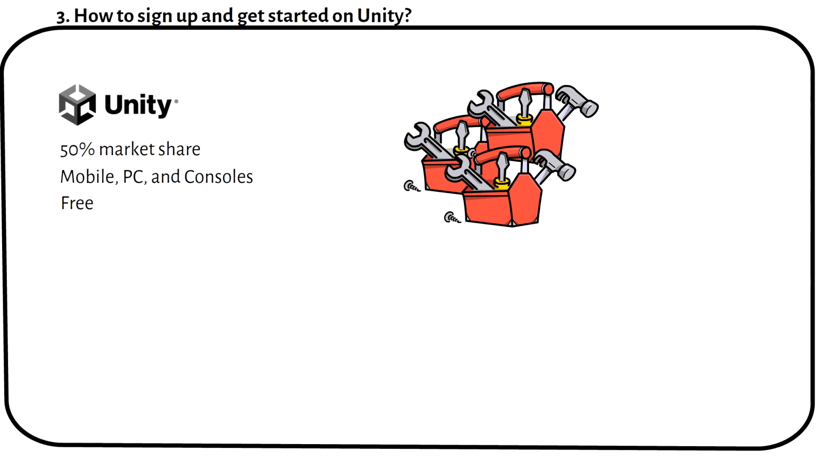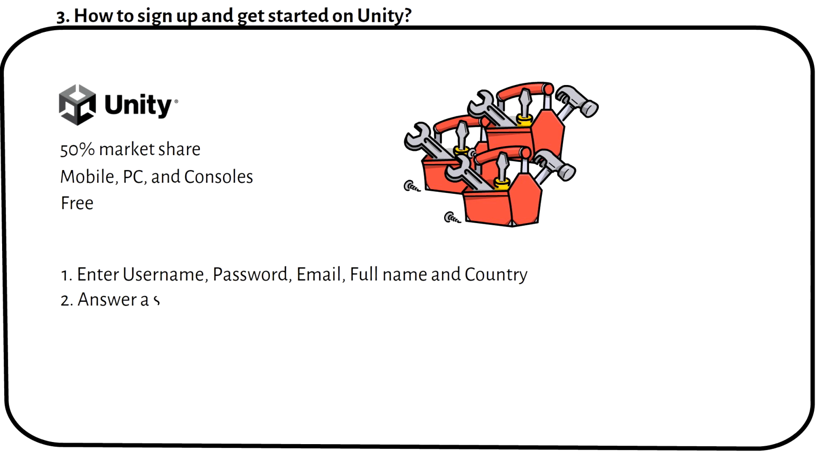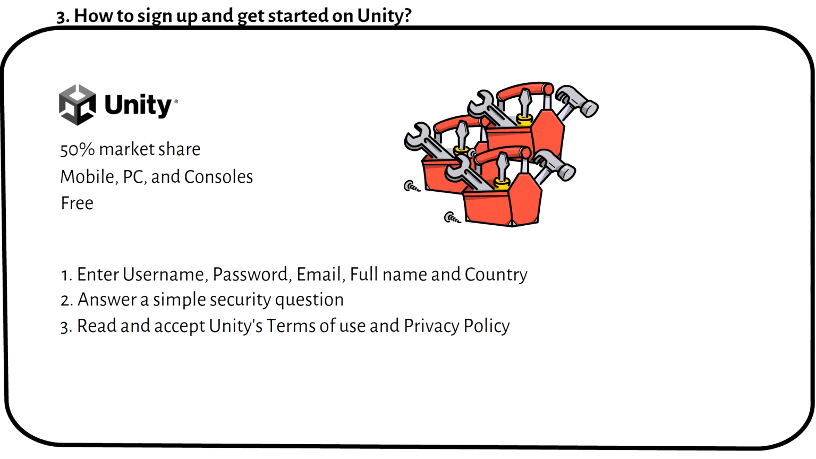It is free and easy to sign up and start developing with Unity. We will here go through the steps of how to do it. Step 1. Enter username, password, email, full name and country. Step 2. Answer a simple security question. Step 3. Read and accept Unity's terms of use and privacy policy. Step 4. Confirm your email. Step 5. Done. You are now done, and you can start downloading Unity's development tool and start developing your first game.